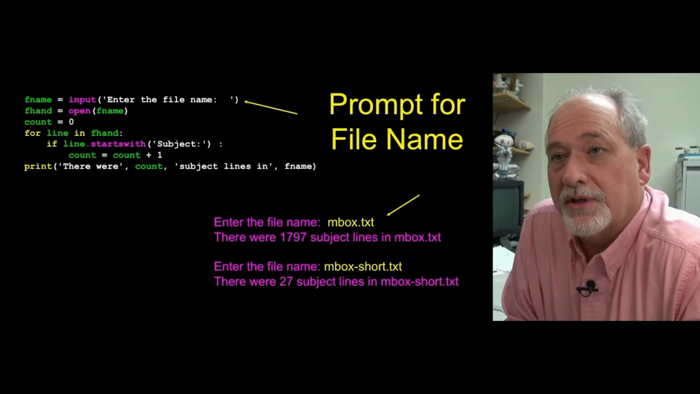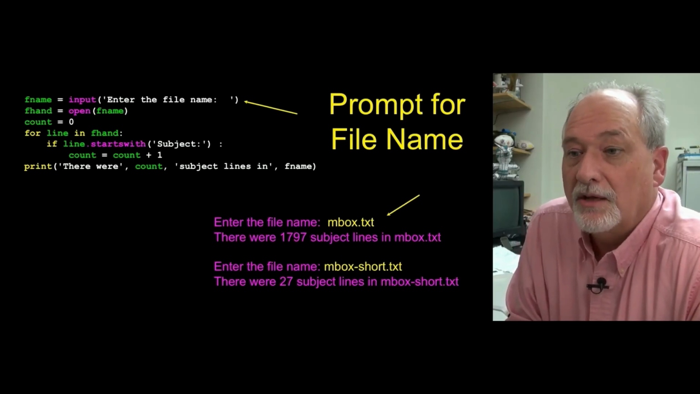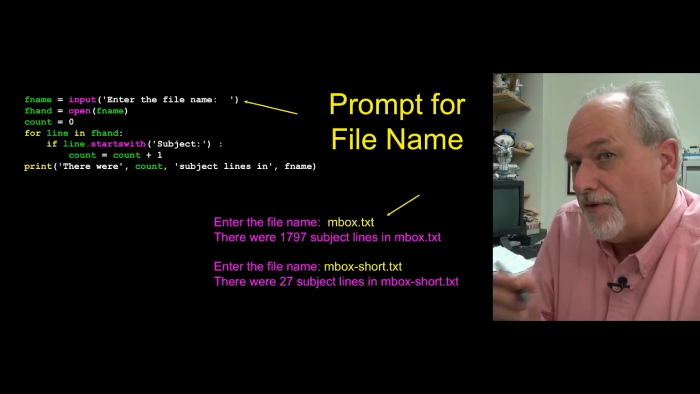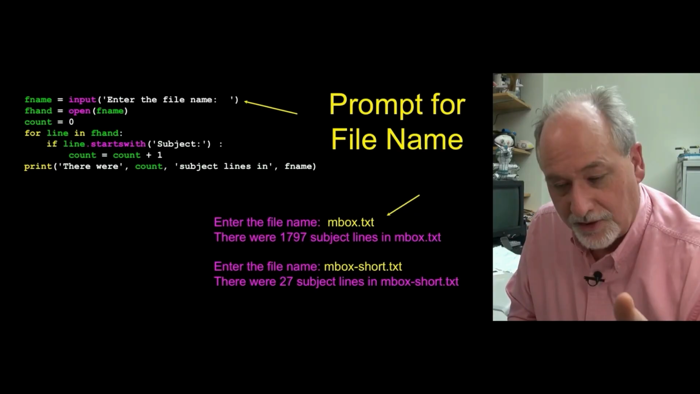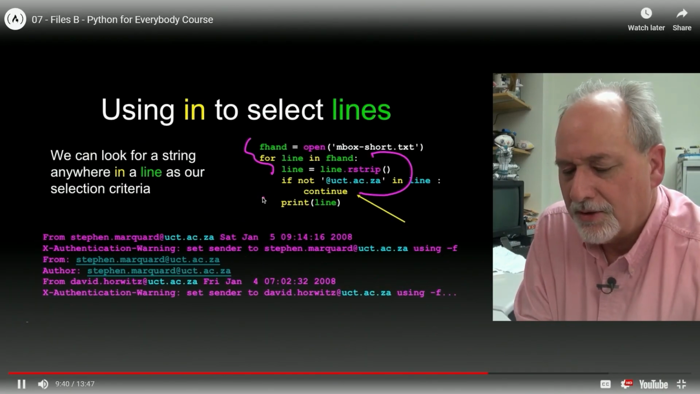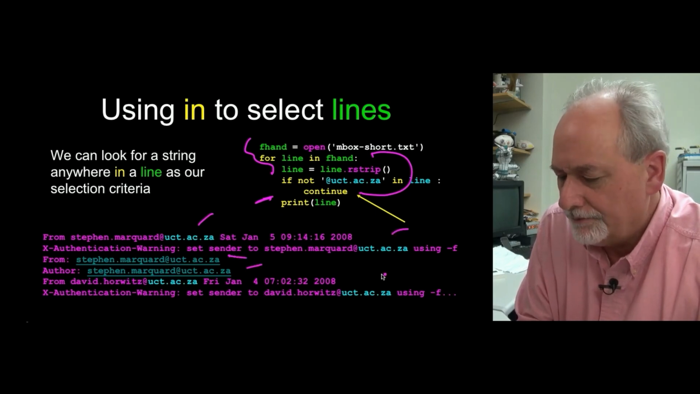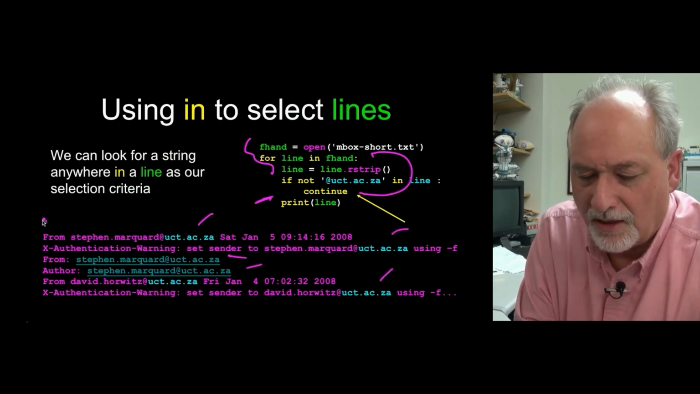You'll have programs that want to read different files. Often I give assignments where I say, show me how this program runs on the short file, and then show me again how it runs on the long file, just like this. And so the way we program that in and print out all the lines that have the string uct.ac.za in them. And so you see this is the output of the program.